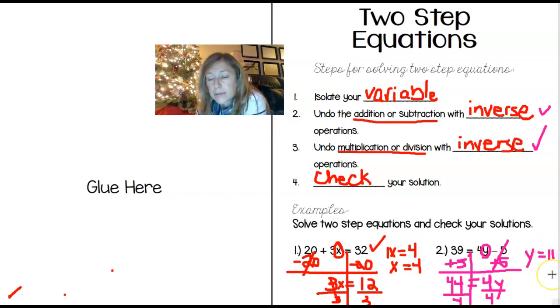Now let's do a check. 11 times 4, if I substitute this 11 in for the y, 4 times 11 is 44. 44 minus 5. Yeah, it's 39. Beautiful. I'm going to pause this and scroll down. Make sure you have this before I go to the next page.